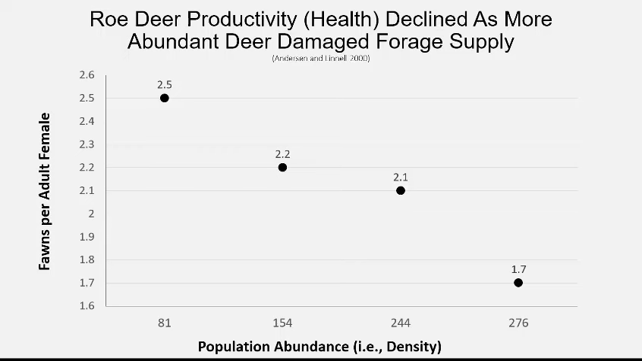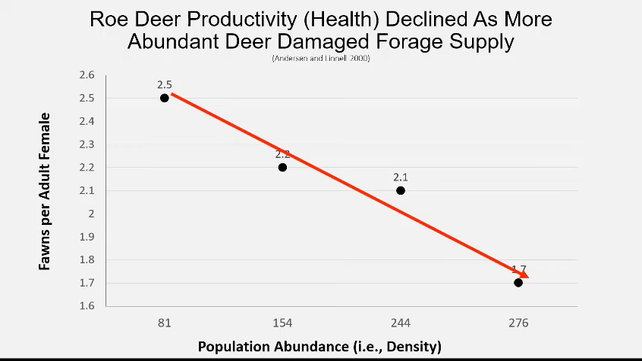So you can see over the 4 years of this study, when hunting was removed from the population, it increased from 81 to 154 to 244 to 276. That's a dramatic increase. That's more than tripled the population in 4 years. And all that time that it's being tripled, the reproductive rate per adult doe is declining.